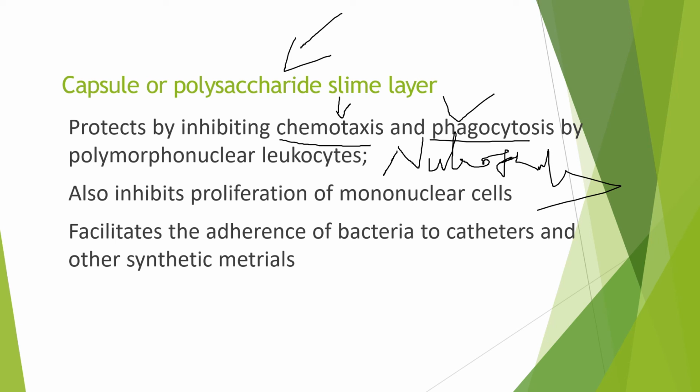Neutrophils also inhibit proliferation of mononuclear cells. What happens is the capsule will inhibit the mononuclear cell proliferation, because if one organism is there in our body, our cells, leukocytes, will get activated and produce many more neutrophils. So this proliferation is prohibited by the capsule and polysaccharide layers.